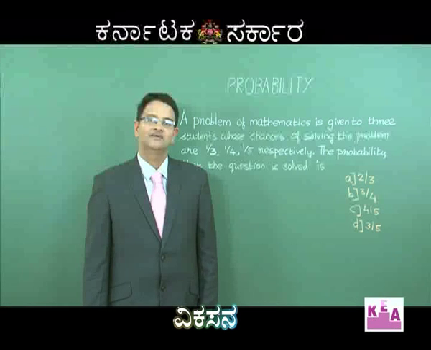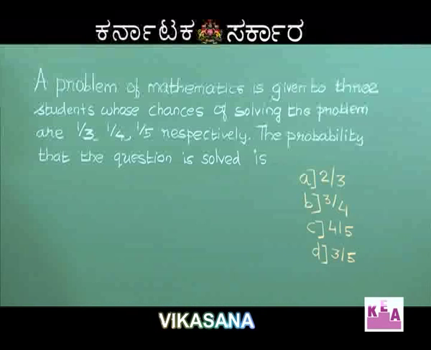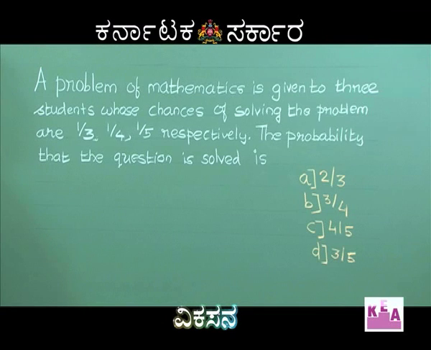Dear student, now we are going to discuss another question from the chapter on probability. A problem of mathematics is given to 3 students whose chances of solving the problem are 1 by 3, 1 by 4 and 1 by 5 respectively. The probability that the question is solved is, the options are 2 by 3, 3 by 4, 4 by 5 and 3 by 5. This has been asked in a national level competitive entrance exam.